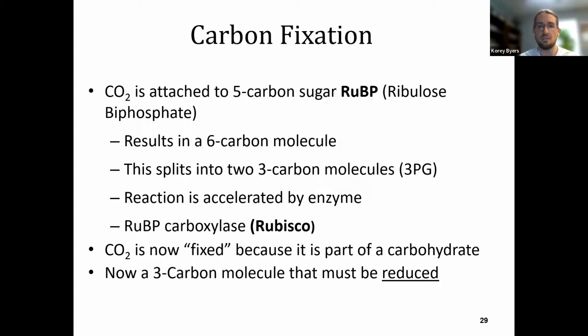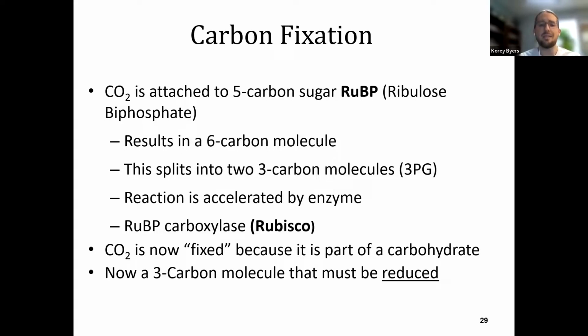Kind of sounds like Crisco, right? It's kind of a fun name. Technically, it's called RuBP carboxylase, but we say Rubisco because that's easier. So Rubisco is the enzyme that helps us stick CO2 to RuBP.